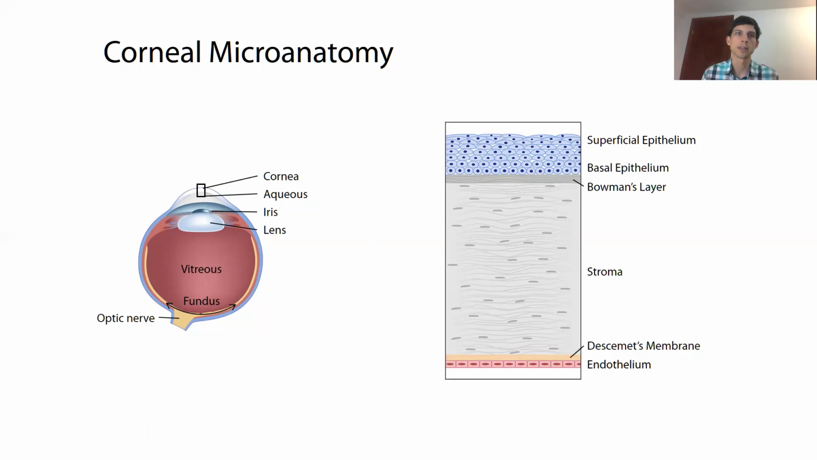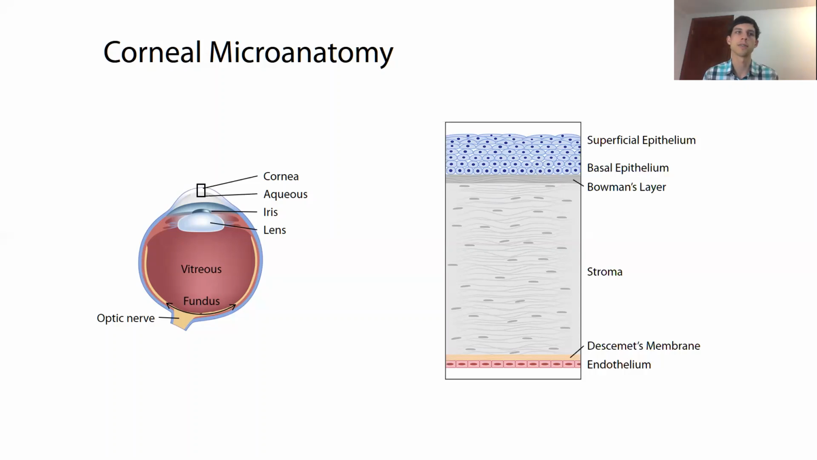In the final layer, the endothelium, this is actually a cellular monolayer, but it's crucially important for transporting nutrients into the avascular cornea, and also it helps pump water out of the cornea in order to maintain the precise level of hydration in order to promote optical transparency.